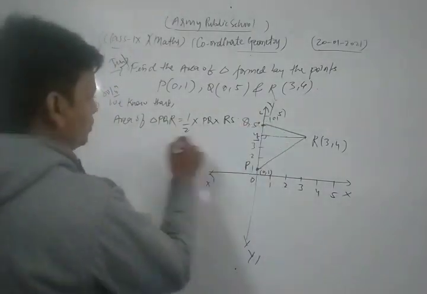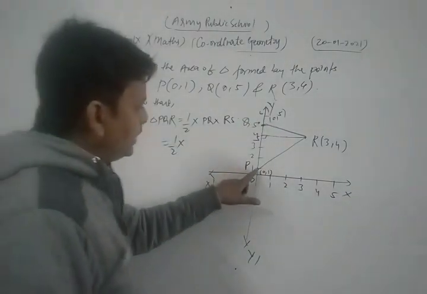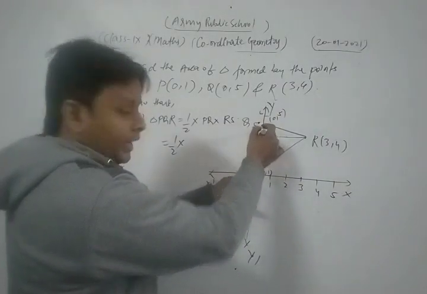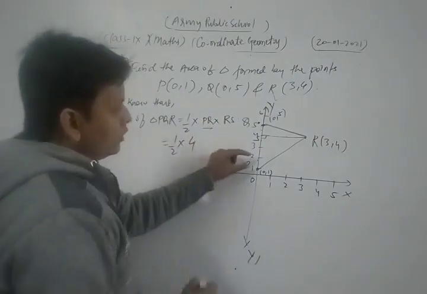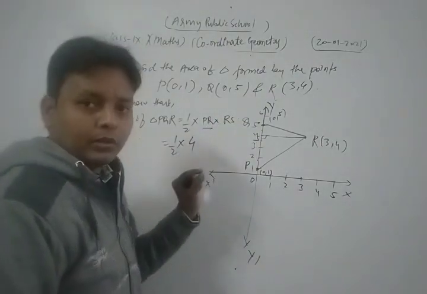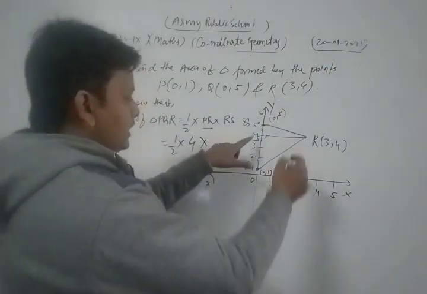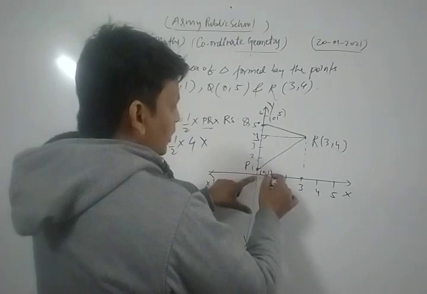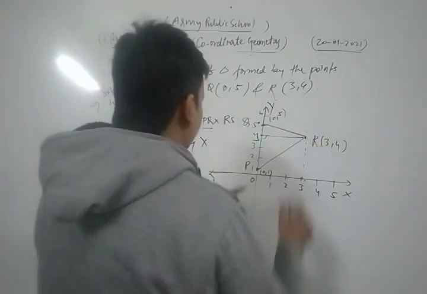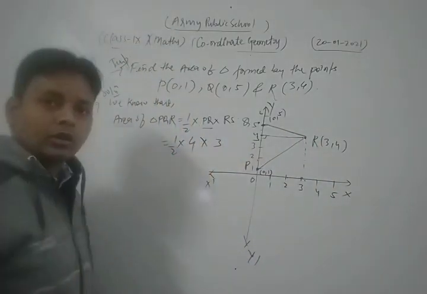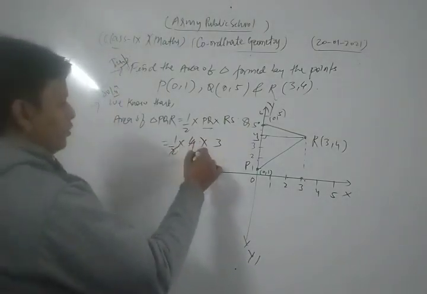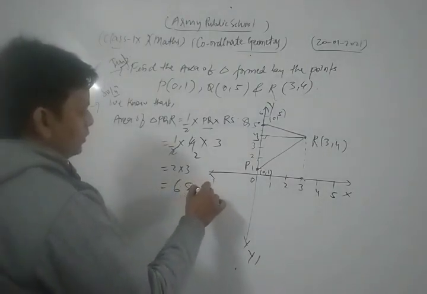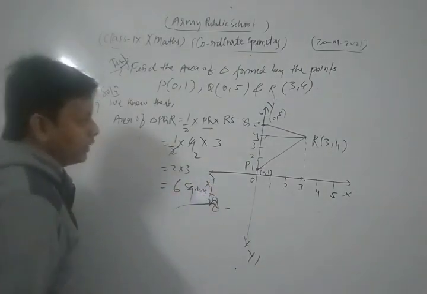What is the distance of PQ here? This is 1 unit, 2, 3 and this is 4 units, so we put PQ as 4. Now RS is the perpendicular, and if we join those lines, RS is 1, 2 and 3, so that distance is 3. Now we simplify: 2 2s are 4, so we get 2 into 3, that is 6 square units. This is the final answer of that question.